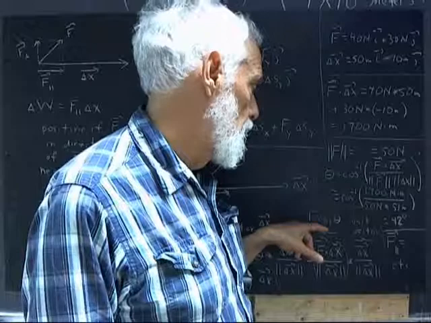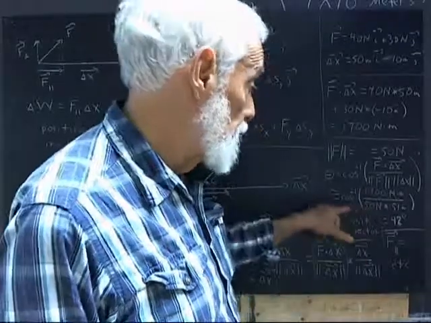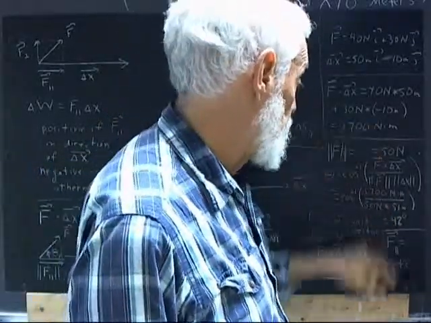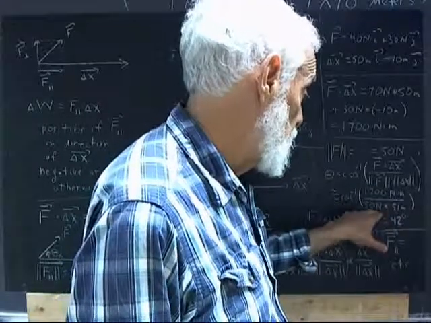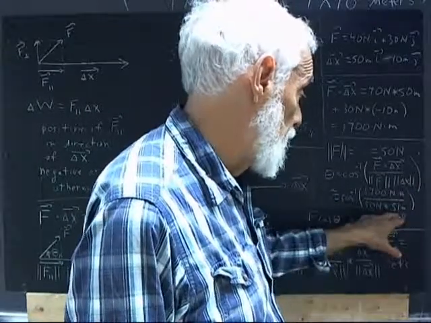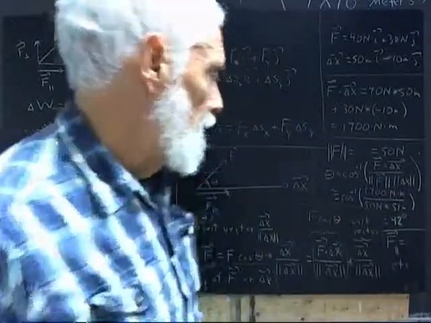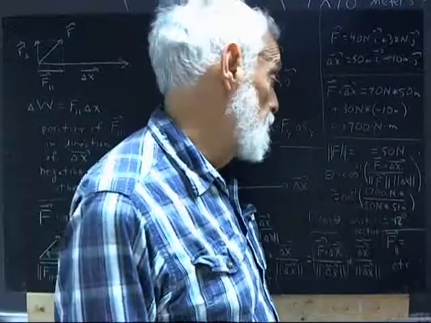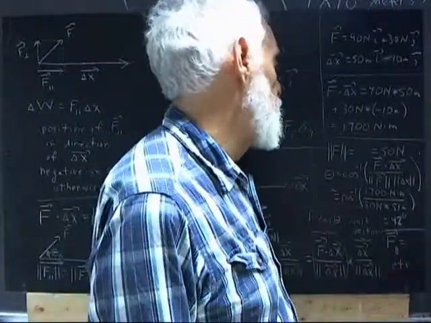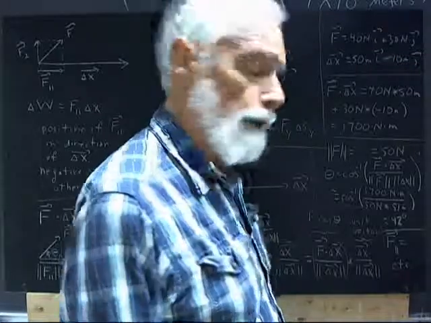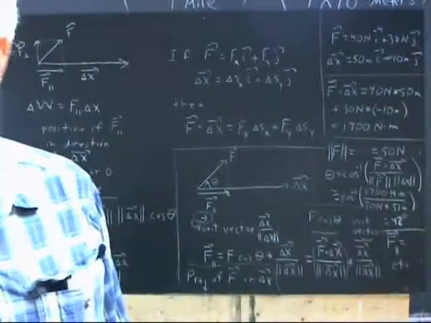Now, that's going to give us the inverse cosine then of 1,700 newton meters divided by magnitude of F, which is 50 newtons, multiplied by magnitude of delta X, which is 51 meters. And that comes out pretty close to 0.68, which is pretty close to 0.7.